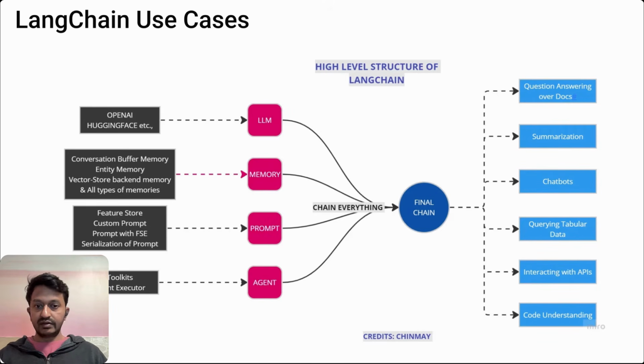So using LangChain, you can basically create different use cases, right? As it is seen here, like we saw, LangChain has different components: LLM, memory, prompt, agent, and chains. So you can chain everything together and build these types of applications, as you can see on the right hand side: question answering over docs, summarization, chatbots, querying tabular data, interacting with APIs, code understanding. You can build a lot of things. So that's about LangChain, and let's see how we can use LangChain in our AI application.